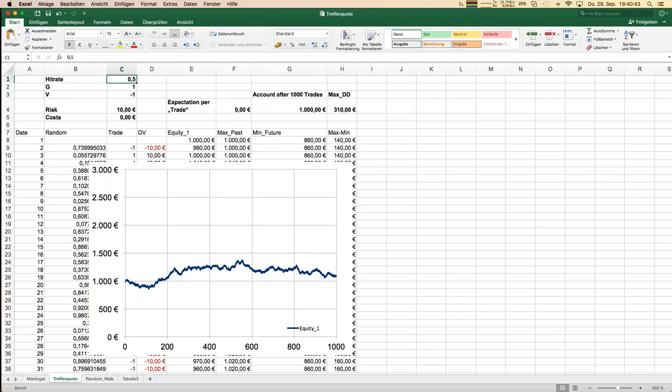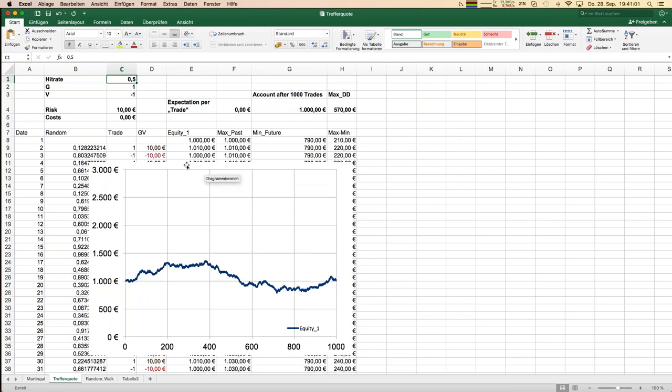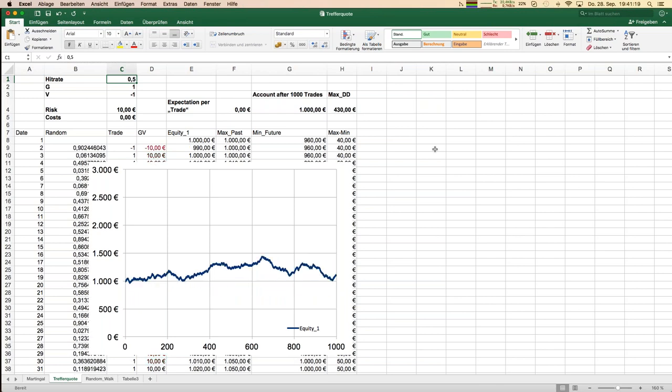But now the astonishing result. Let's look at the maximum drawdown during that trading sequence of 1,000 trades. The maximum drawdown is, in this case, 310 euros. Let me just resample everything. Now it's a different trading sequence, still the same statistics behind, but we get a maximum drawdown of 570 euro, and so on and so forth. Whenever I press F9, we get new numbers here. Sometimes our account is slightly positive after 1,000 trades, sometimes slightly negative. Our typical maximum drawdown is 200, 300 euros, sometimes a little bit higher. Okay, so even that can happen.